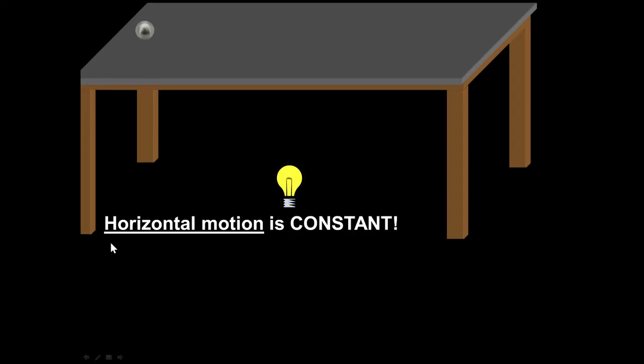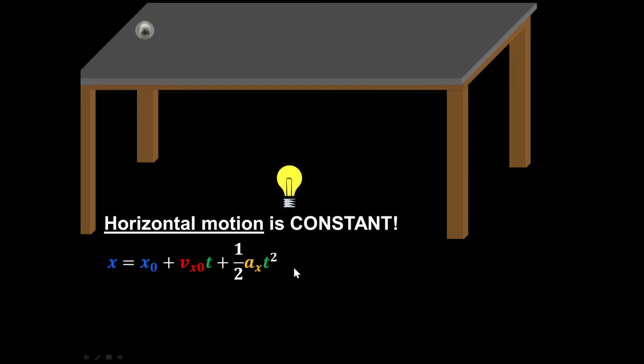So if we have a smooth, level table and we just roll a ball along that table, as long as there's not any appreciable friction, the ball is going to move at a constant velocity along that table. If we hold the ball right here and drop it, it's not going to move at a constant velocity, it's going to move at a constant acceleration. The velocity is going to get greater and greater. Now, the horizontal motion is going to be constant. It's not going to be accelerating.